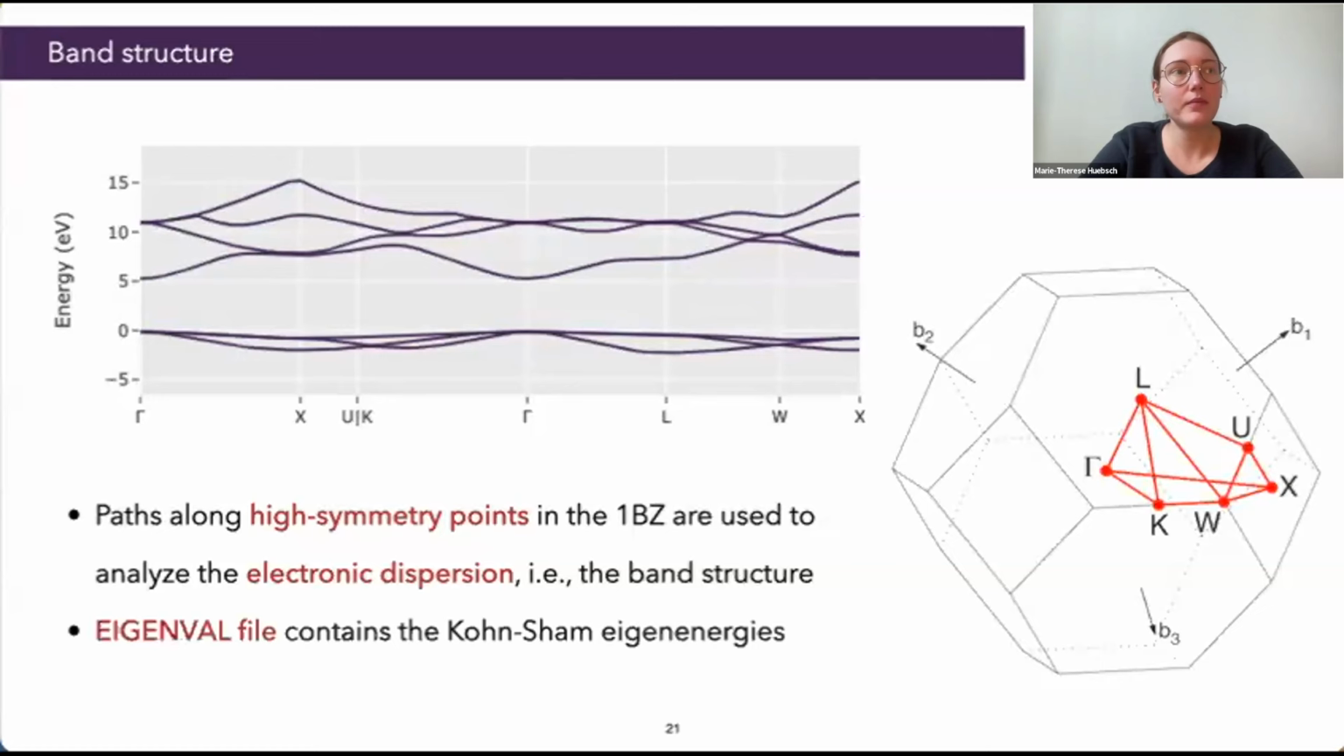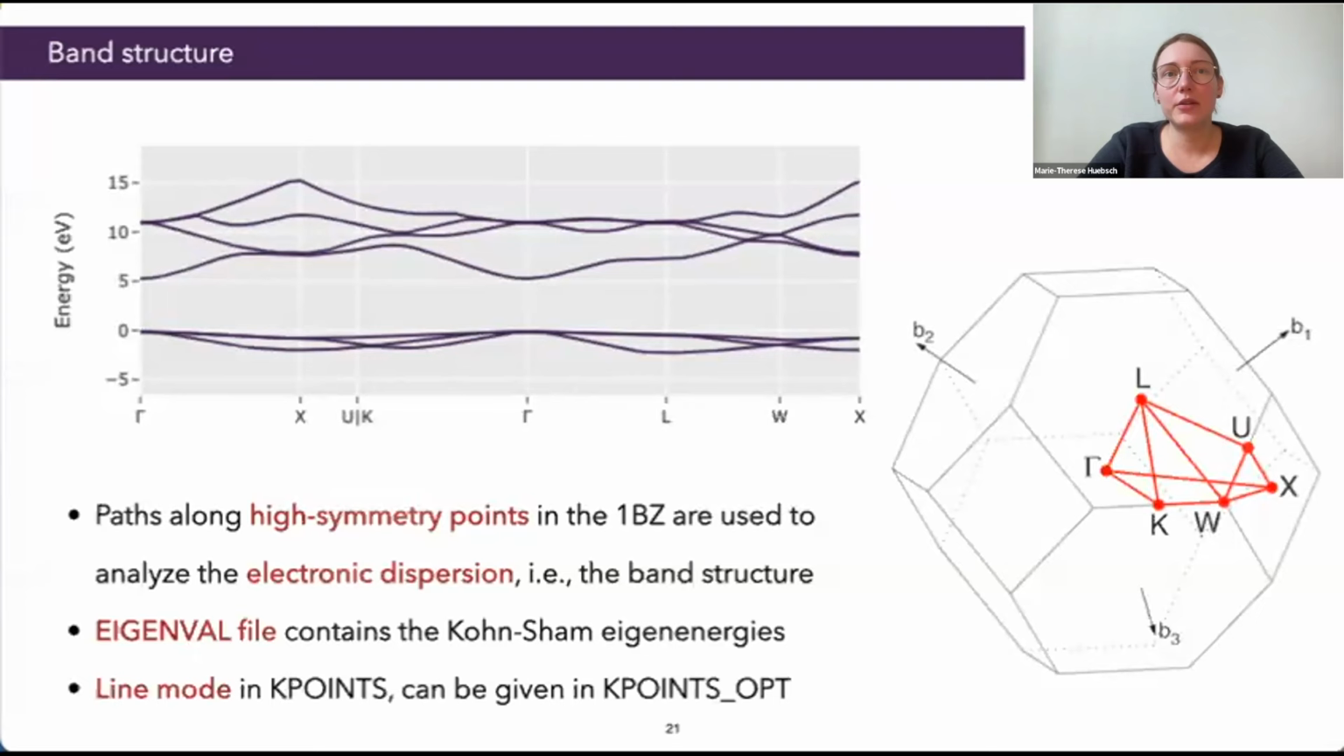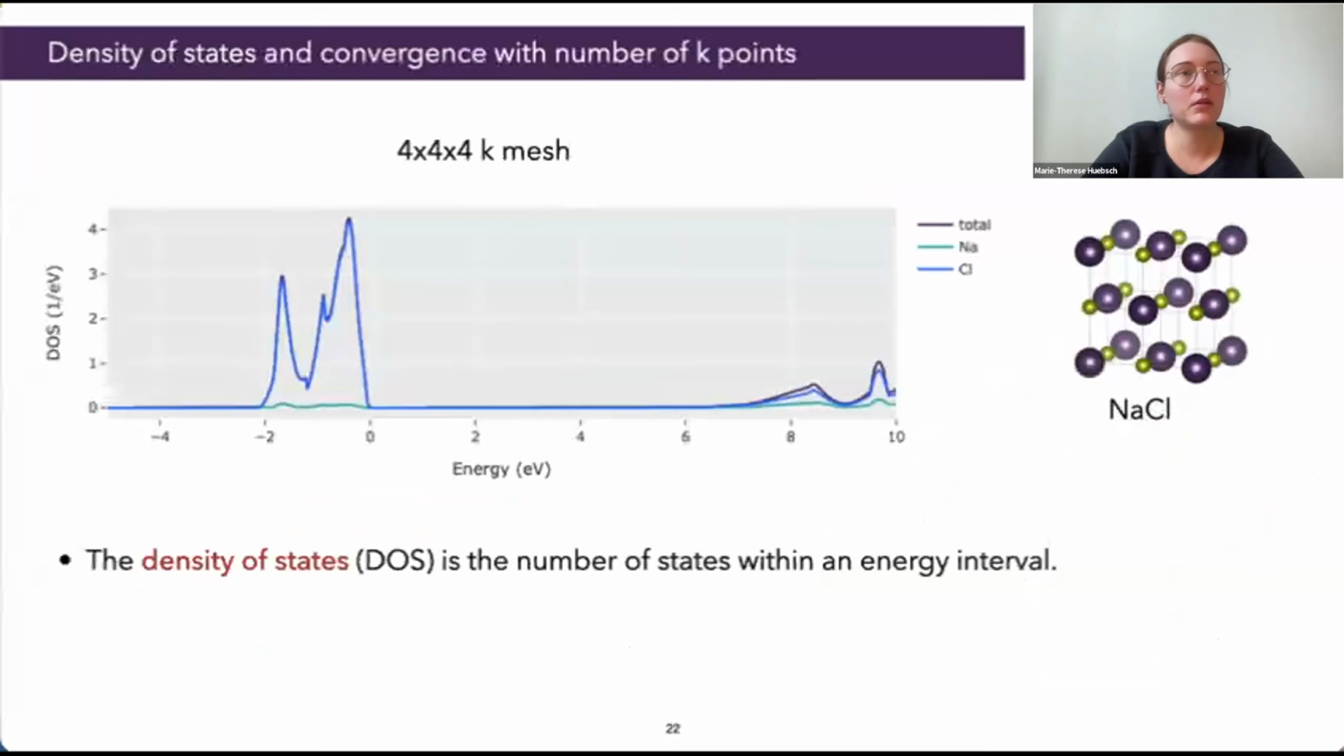It is extremely common to plot the eigenenergies of the Kohn-Sham orbitals along lines that connect high symmetry points in the first Brillouin zone. It shows the electronic dispersion, which is often directly compared to experimental data, like ARPES, so angular resolved photo emission spectroscopy. The name of such a plot is band structure, and the values to create this plot would be written to the EIGENVAL file. For the band structure calculation, you need to provide the high symmetry path in the KPOINTS file, or you can also use the KPOINTS_OPT file. That's all I wanted to say there.